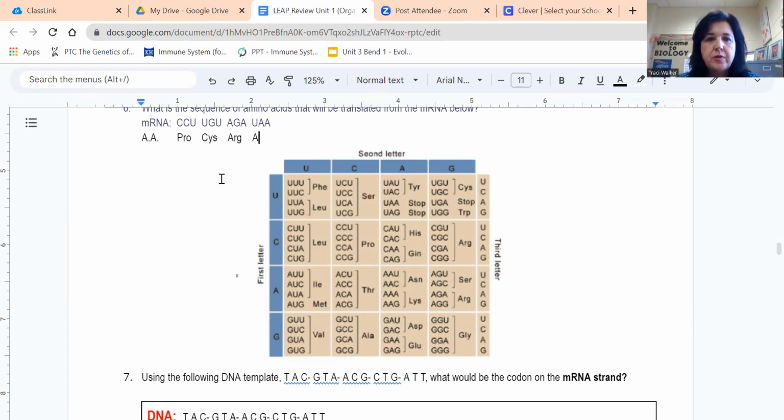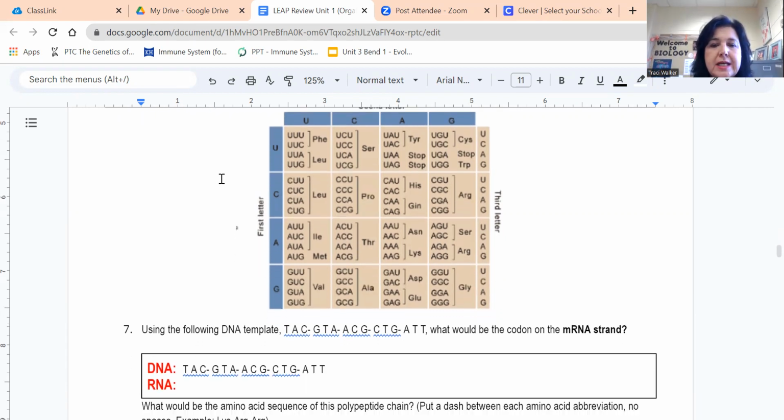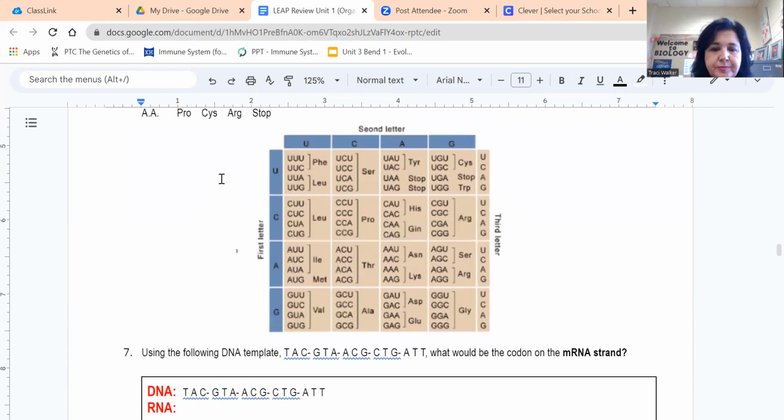So the stop codon is important because it tells the ribosome that it is finished. So when the ribosome gets to a stop codon, then it knows that that protein is finished. So it releases the protein from the ribosome, and then the protein goes off into the cytoplasm. It folds up in a very distinctive way, and it goes off and it does whatever job it's supposed to do in the body. Okay, so let's do a little bit more practice now.